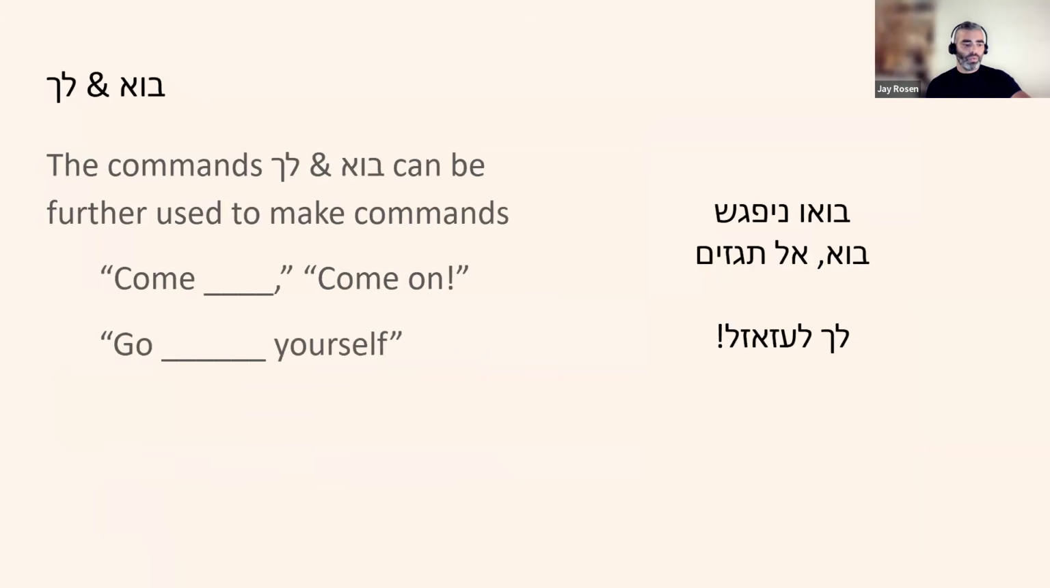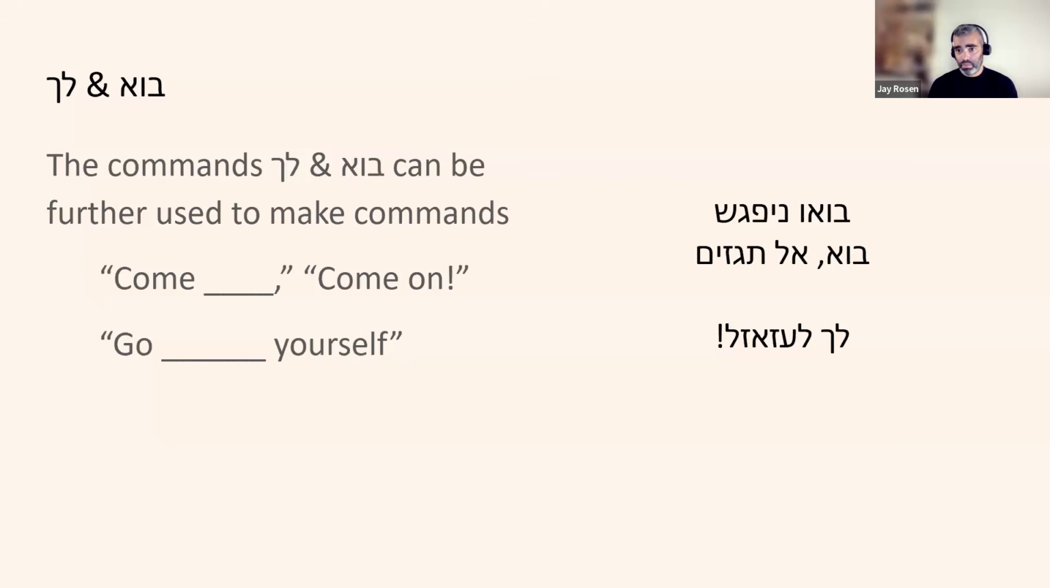before we look at two other resources that we're going to use in understanding this concept, bo and lech. Bo and lech are both forms of the imperative tense. Bo coming from the verb lavo, to come, and lech, as we already saw, coming from the verb lalechet, to go. The commands bo and lech can be further used to make commands, right? They in and of themselves are commands. Bo, come, lech, go. You probably heard this before, right?